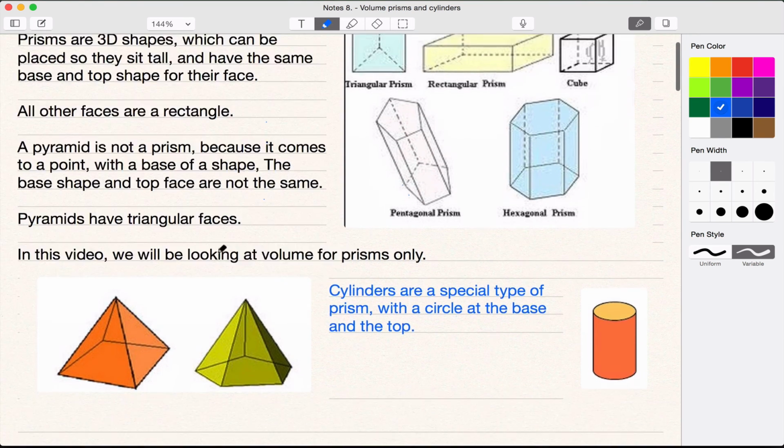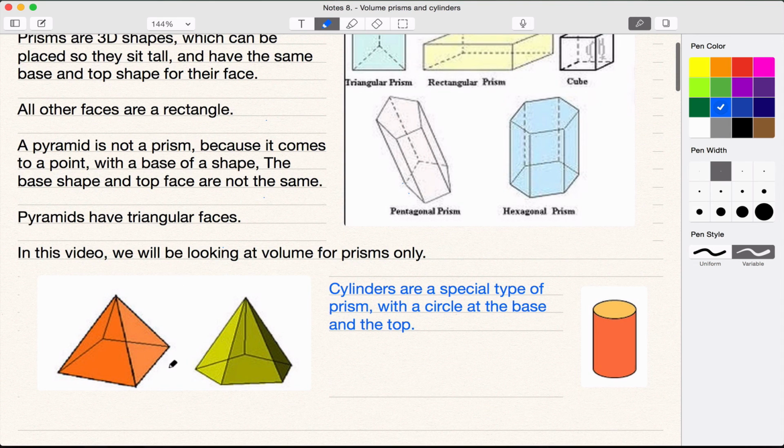A pyramid, like I have down here, pyramids are not prisms. They have a shape on the bottom, can be any shape at all, but then they come up to a point at the top. So they don't have that same shape at the top. They also, when you look at the other sides, apart from the base, the other sides are always a triangle in a pyramid. See, all these sides are triangles. Base is a pentagon, but it comes up to a point at the top, so there's no top face that is similar.